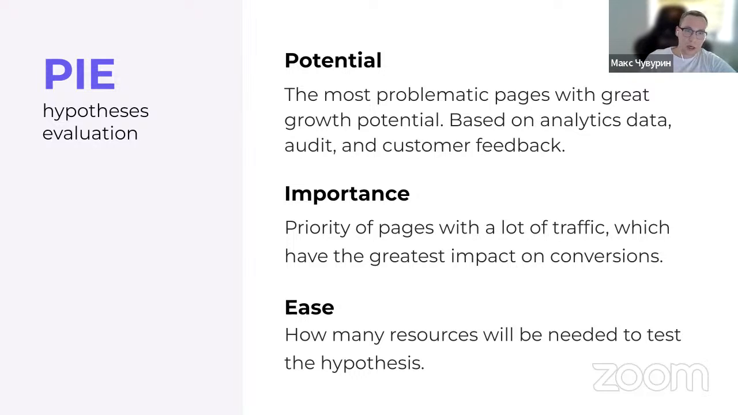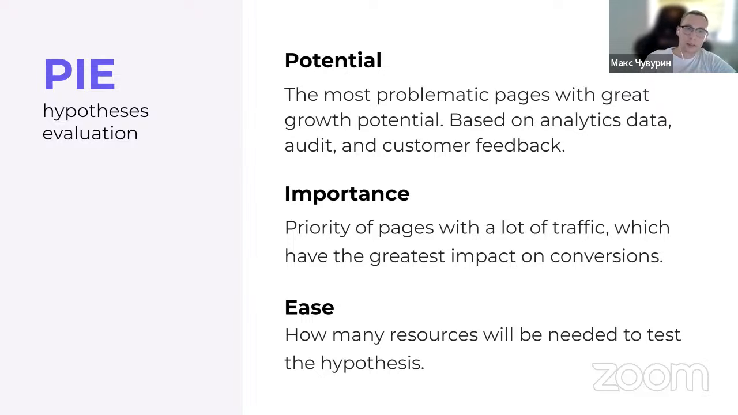Potential. These are the most problematic pages with high growth potential, based on analytics, audit, and customer feedback. For example, exit from the checkout, the last part of the funnel, or a consultation form, as we discussed, that could be one of the parts of our funnel. Micro conversion and importance, that's the second part of this approach.